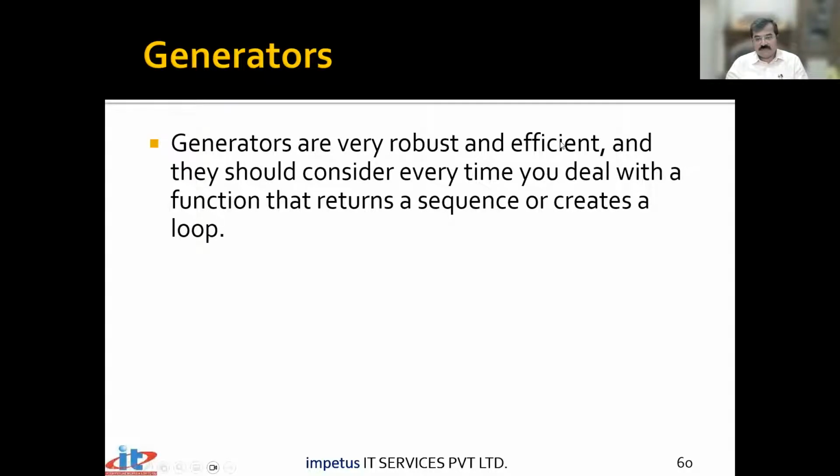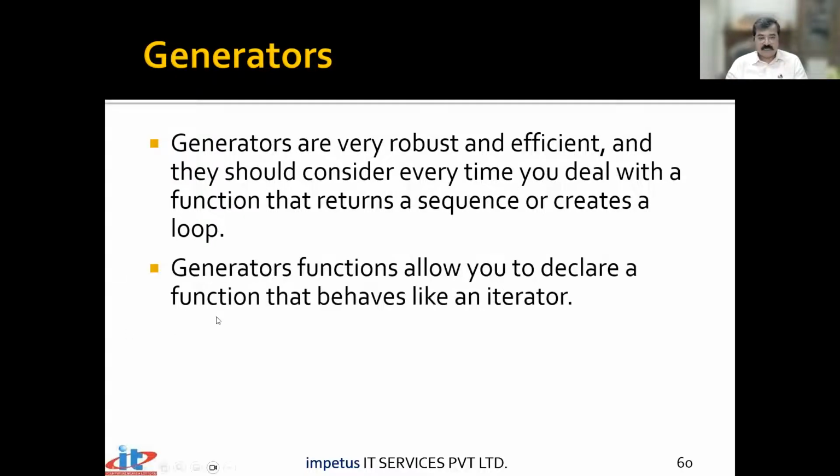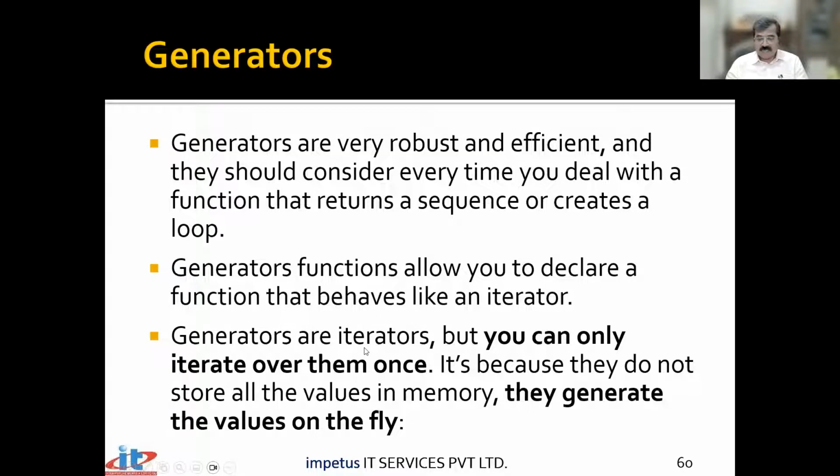Generators are very robust and efficient, and they should be considered every time you deal with a function that returns a sequence or creates a loop. So if you want a function that will return a series of values to you, not just one value, not just return once, but return over a period of time, several values, one after another, think about generators. It allows you to declare a function that behaves like an iterator. Generators are iterators, but you can only iterate over them once. It's because they do not store the values in memory, they generate values on the fly.